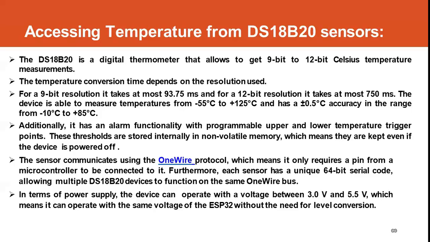So this particular sensor uses the serial communication protocol, that is the one-wire protocol. This one-wire protocol requires only one pin on the microcontroller to connect it. Further, each of these DS18B20 sensors will have a unique 64-bit serial code.